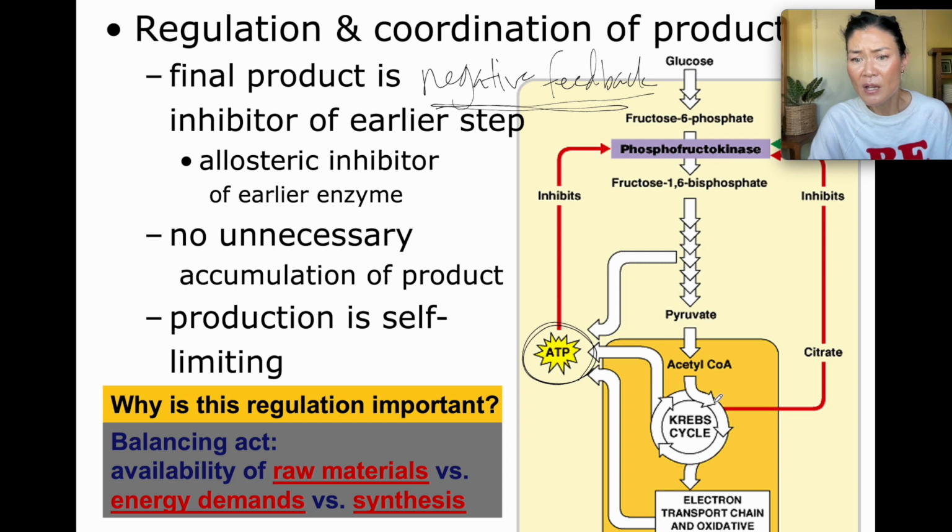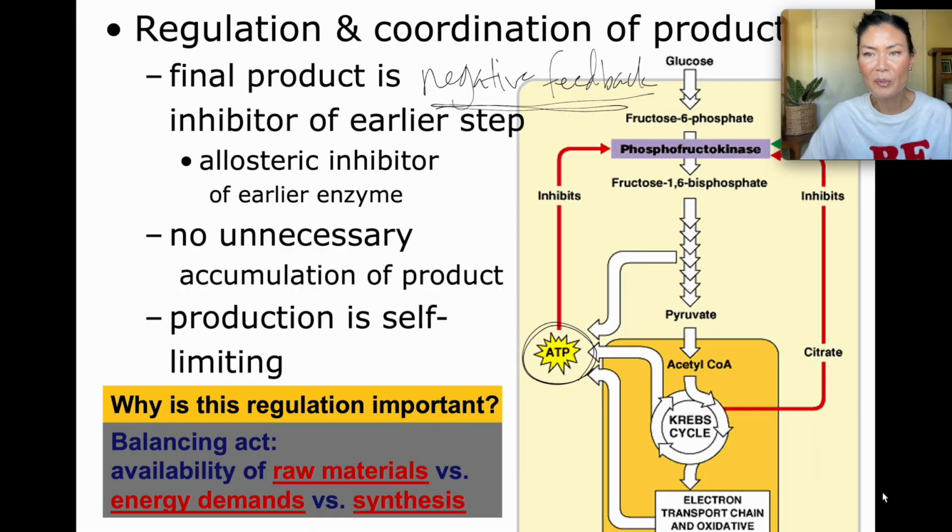And then also, as another example, citrate, remember that was the first intermediate of the Krebs cycle. Citrate is also an allosteric inhibitor of phosphofructokinase, okay? Okay, so that is the end of our presentation, and I hope it wasn't too confusing.